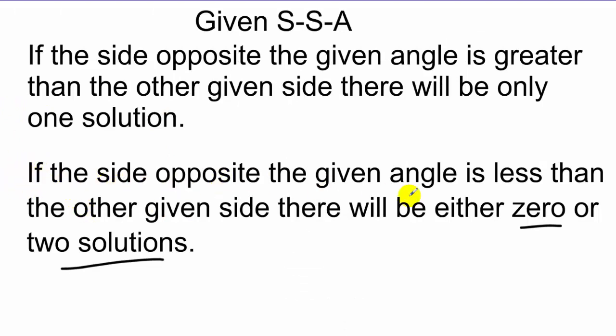The side opposite the given angle is less than the other given side. There's either 0 or 2 solutions. So let's go through these other situations.